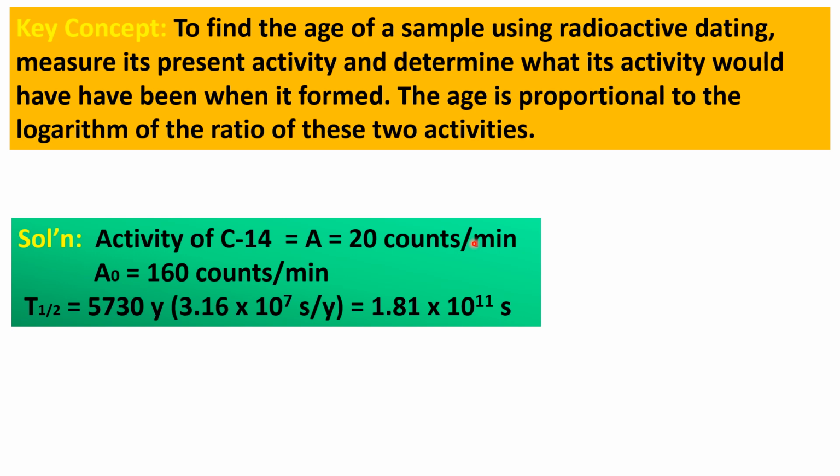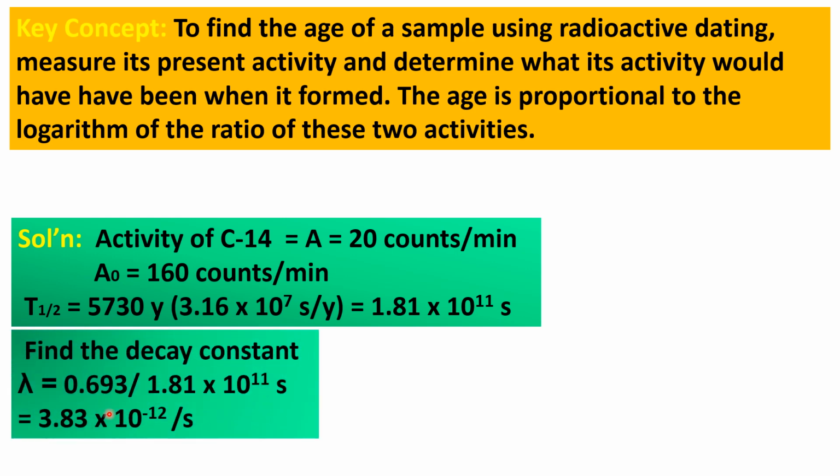So, given the half-life of the carbon-14 isotope, which is 5,730 years, we convert it to its equivalent in seconds. Using the equivalent factor, in 1 year there are 3.16 raised to the 7th seconds. So we will get as our half-life for this isotope carbon-14 equal to 1.81 raised to the 11th seconds. That's the half-life of carbon-14.